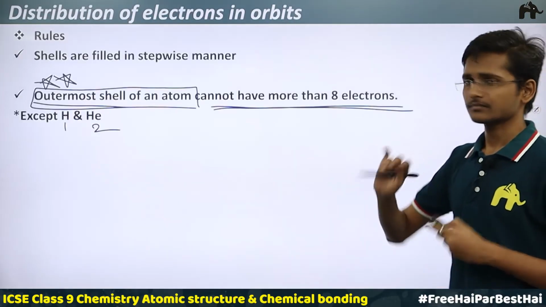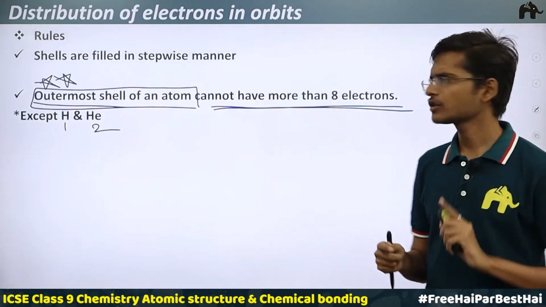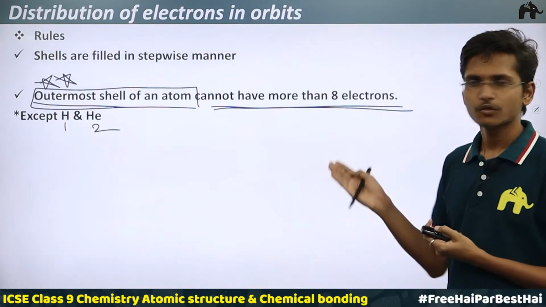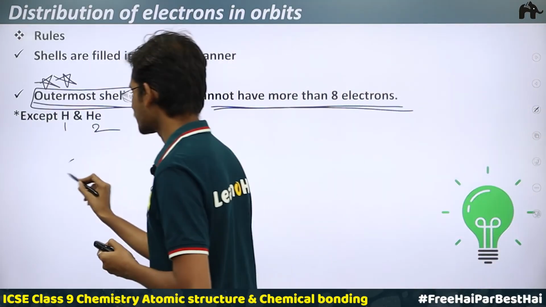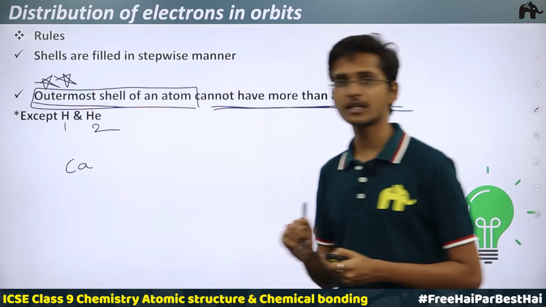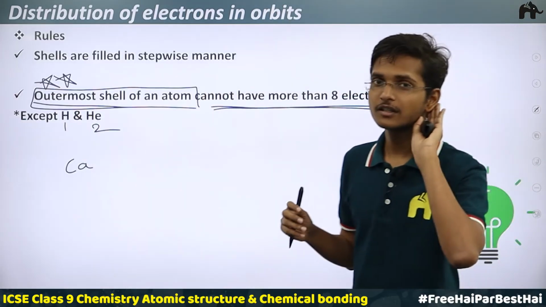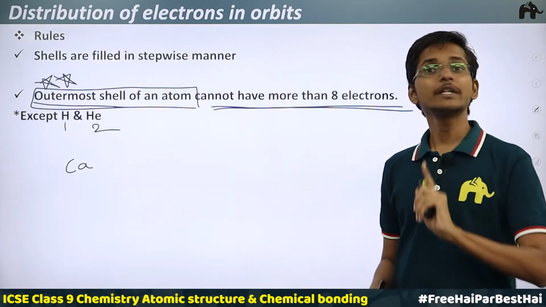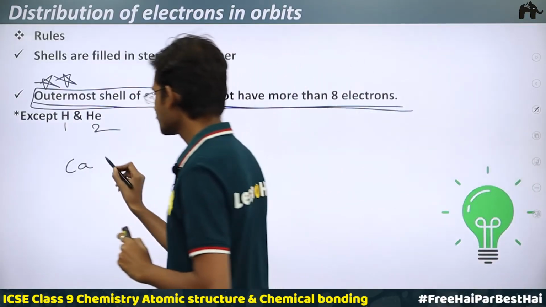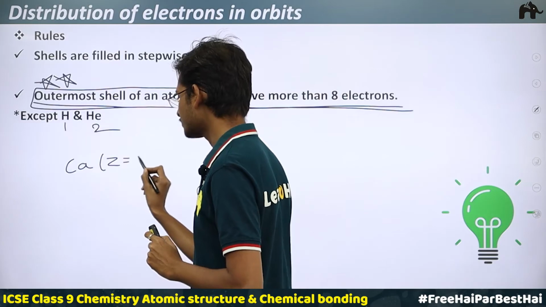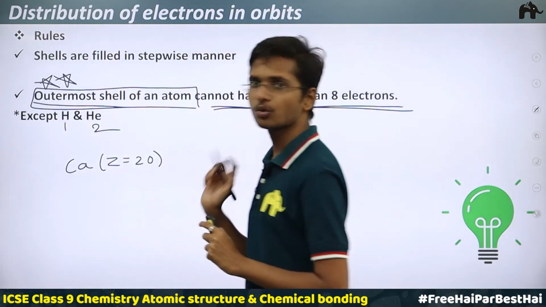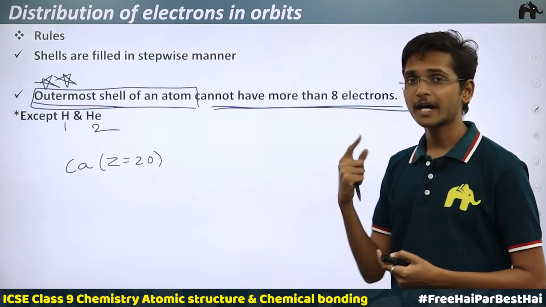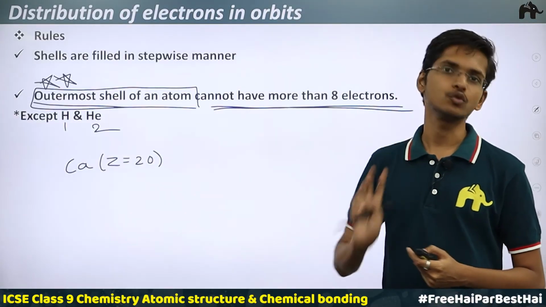Now let's take an example. Suppose I'm talking about calcium. I will make you understand this. Calcium's atomic number is, you can tell me. I hope you would have answered this. It is 20. So I'm writing here Z equals 20. Now I need to distribute these electrons by keeping in mind these 3 rules.